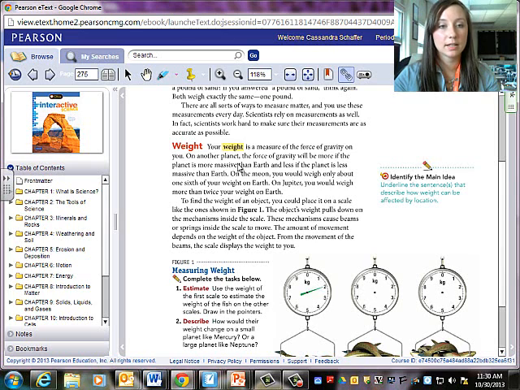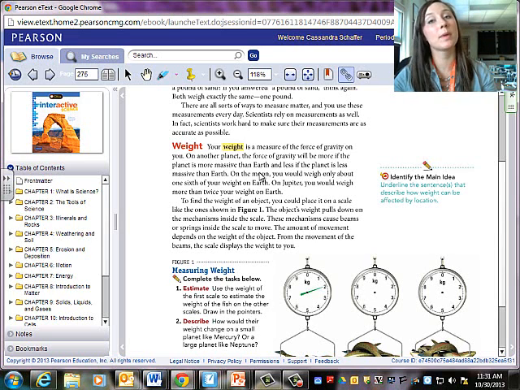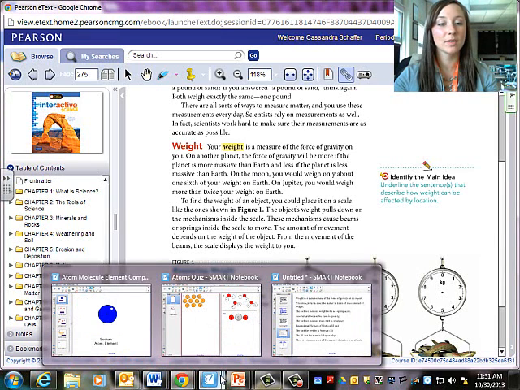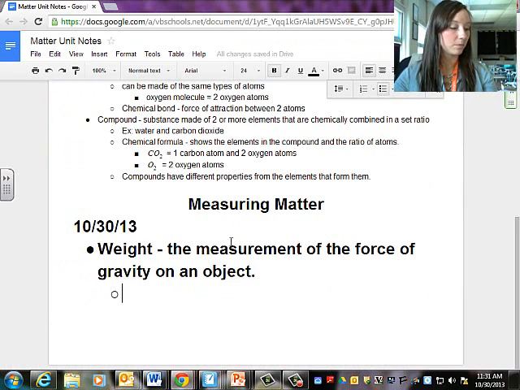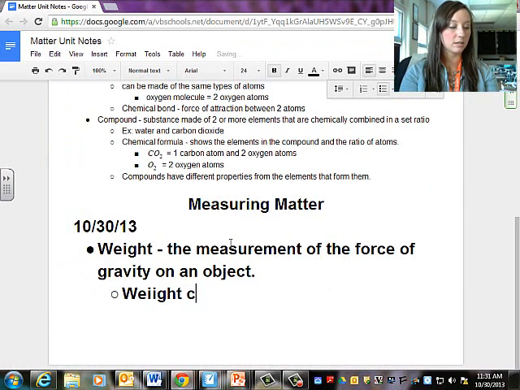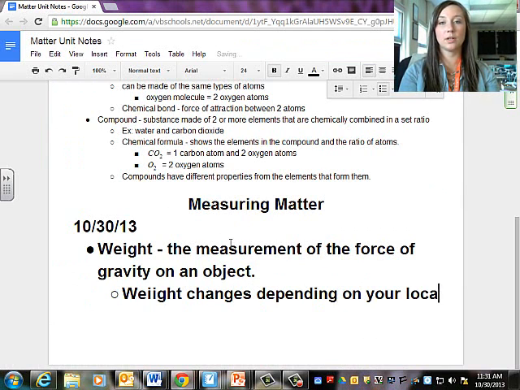let's move on to our next little area in our paragraph. It's talking about how on other planets we would weigh differently. And we talked about this in class, how the amount of gravity on the Moon, which is smaller, is going to be less. And the amount of gravity on a planet like Jupiter is going to be more, so we would weigh more. Do you remember what we said about what we would weigh in space? So if we go back to our notes then, we can add that weight changes depending on your location.